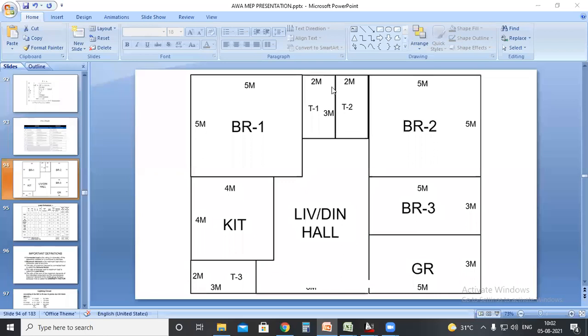So good morning, everyone. Today we'll be discussing load scheduling and the circuit preparation of light circuit, power circuit, then the load balancing, and finally, based on the load balancing, how we can select the distribution board.